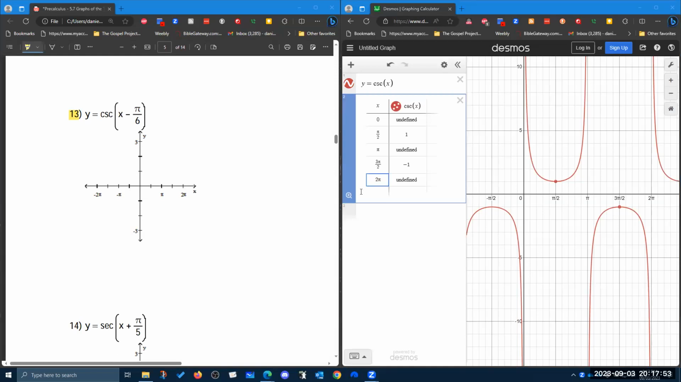In this video, we're going to be talking about the graph of cosecant and some transformations of that. Again, we're going to be using the Desmos graphing calculator to graph these functions to show you the transformations. You should also be able to do this on your graphing calculator, and you should be able to do this by hand.